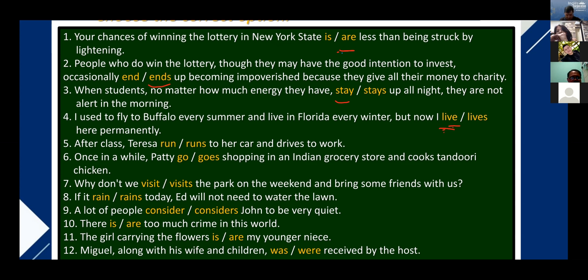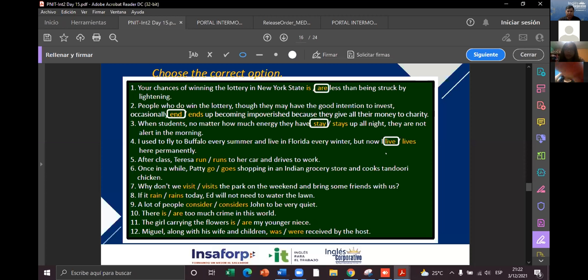Number five. After class, Teresa runs to her car and drives to work. Runs. With S. Are you sure? Yeah. Are you here? Voy a leerlo yo. Okay. After class, Teresa runs to her car and drives to work. Yes. Runs.